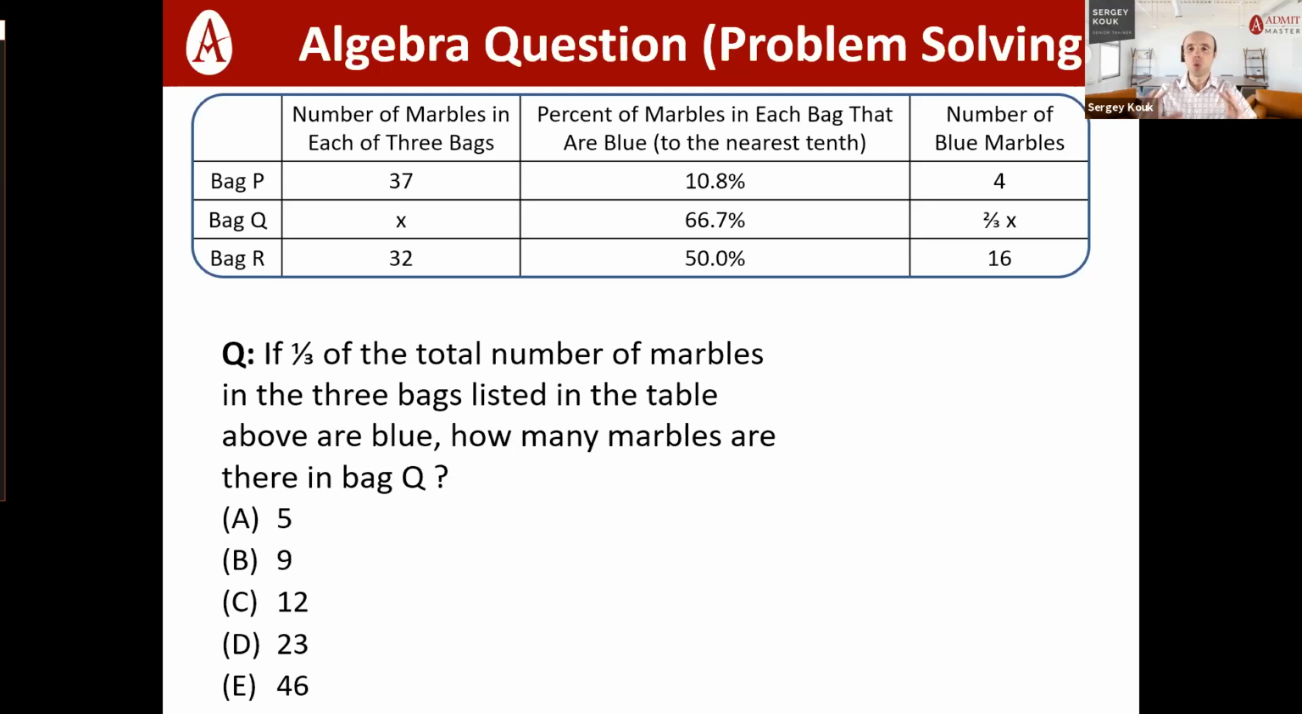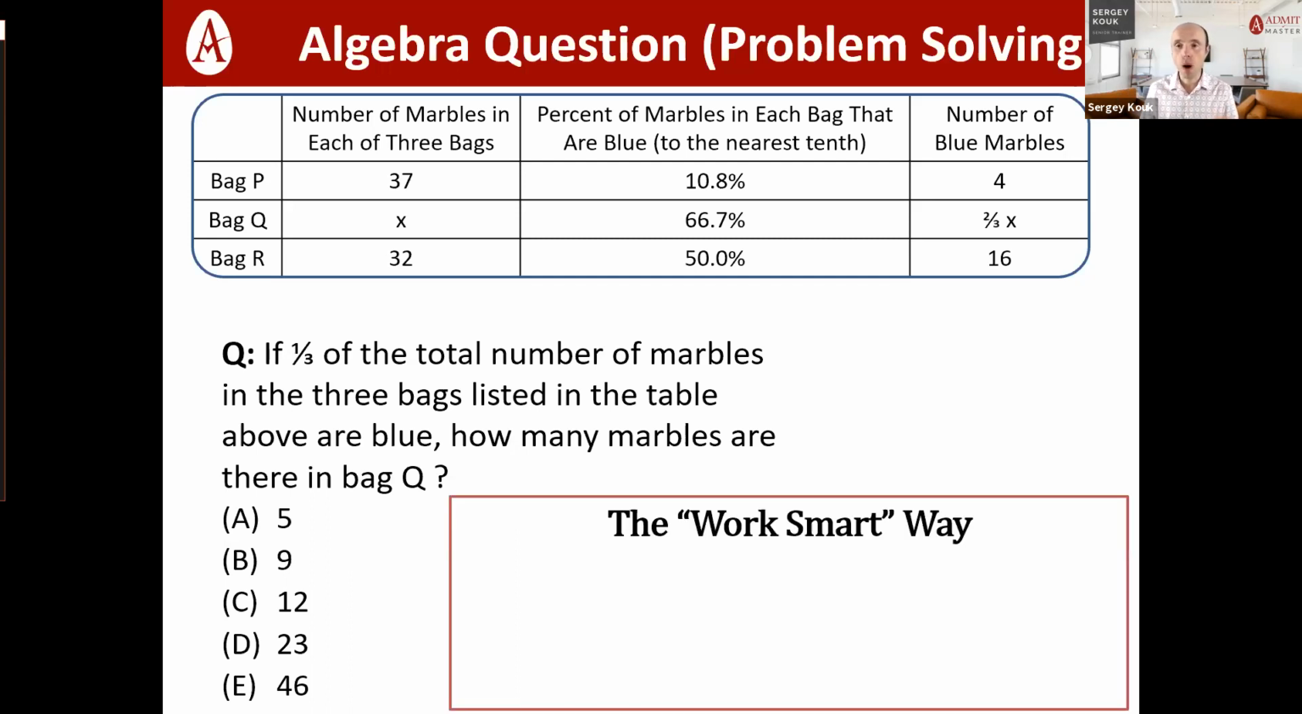Okay, so we've done something really simple here, and we just took steps that are somewhat natural for somebody who is well prepared for the GMAT. So let's call this way the work smart way. We've done these steps, and now we're going to start noticing things. What could we notice? Let me ask you a question.